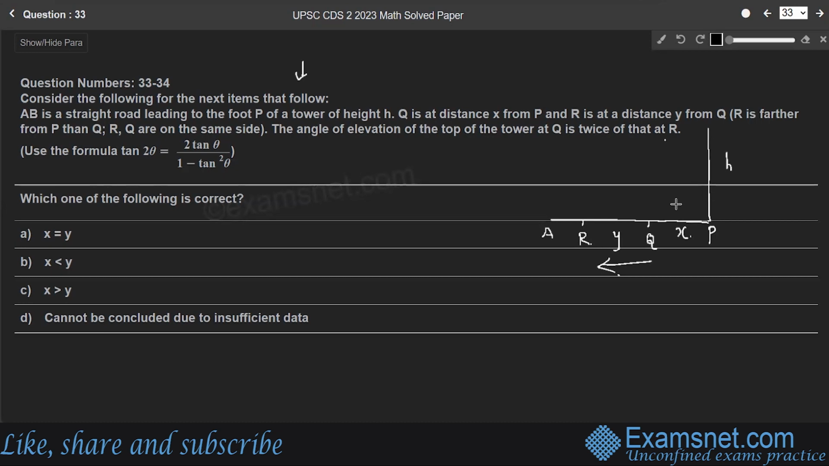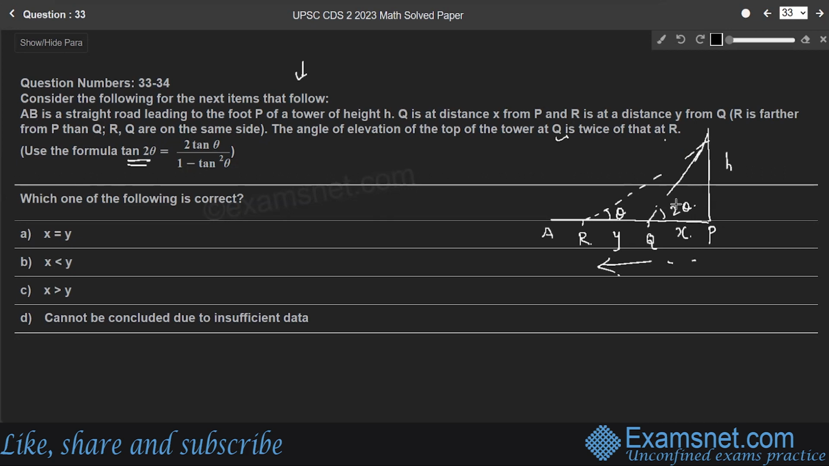The angle of elevation of the top of the tower at Q is twice that of R. So angle of elevation at Q, we'll consider angle of elevation of top of the tower at Q, which is twice of that of R, right? So which is twice of that of R means if you consider theta as angle of elevation at R, right, then angle of elevation at Q becomes 2 theta. These two are angles of elevation, right? So we can use the formula tan 2 theta is 2 tan theta by 1 minus tan square theta, right? So we have to find the relation between x and y, these two distances, right?